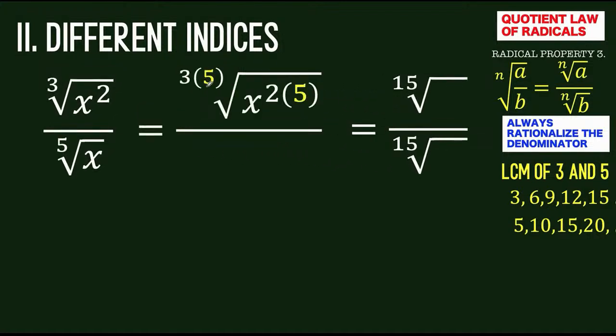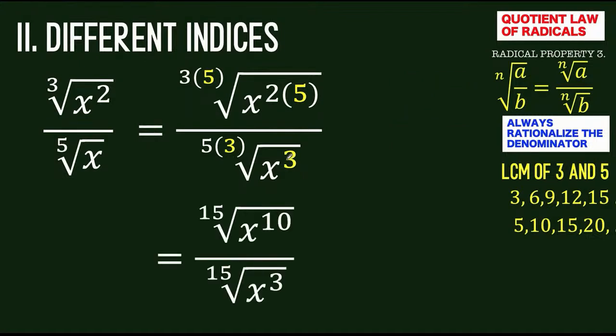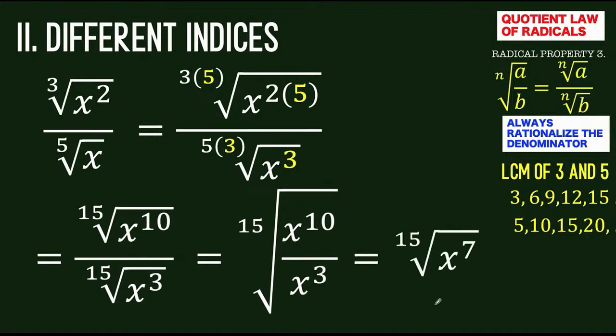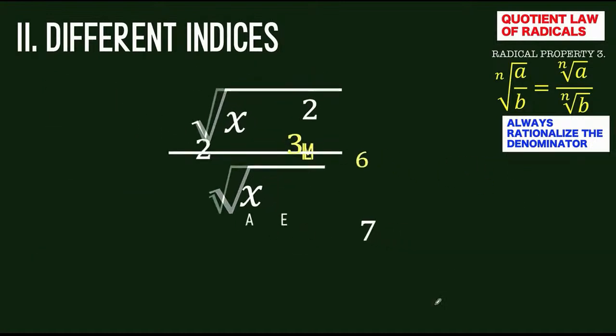For the numerator, we multiply the index and the exponent of the radicand by 5. For the denominator, we multiply the index by 3, and we also multiply the exponent of the radicand by 3. Then we simplify. Now, since the indices are the same, we can now apply the quotient law of radicals, and we can write this as a single radical, the 15th root of x to the 10th divided by x to the 3rd, which is equal to the 15th root of x to the 7th, and that is now our final answer. Now, let's have another example.